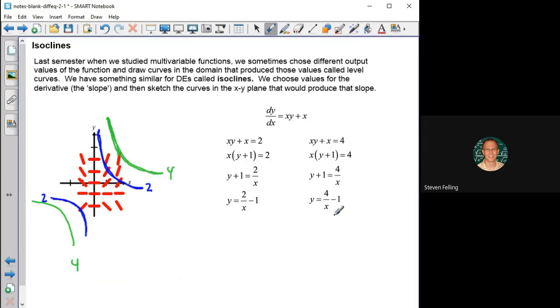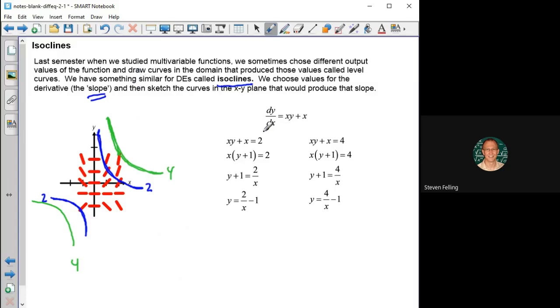Okay, and then the last topic is, if you remember back in Calc 3 when we studied multivariable functions, sometimes we chose a particular output value, and then we drew all the curves in the domain that produced that output value. Those were called level curves, kind of like a topographical map. For different altitudes, we have a line that represents all the places that are at 5,000 feet or something like that. So we have something similar for differential equations. They're called isoclines, but they have to do with different places in the domain that have a constant slope value, okay? And then we can sketch that.